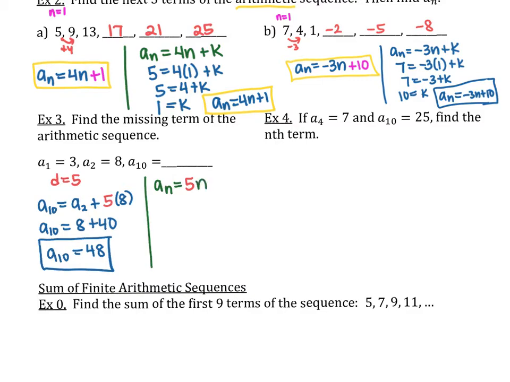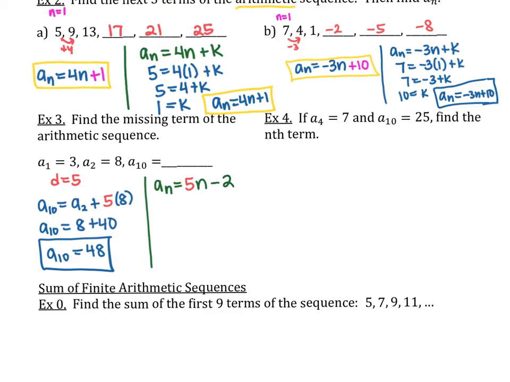Then I just need to figure out what I add or subtract to make this work. When n is 1, I get 3. So 5 times 1 is 5. In order to get 3, I would need to subtract 2. This is my formula for a sub n.